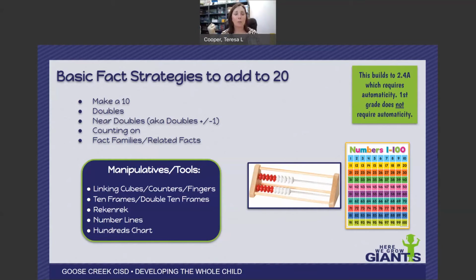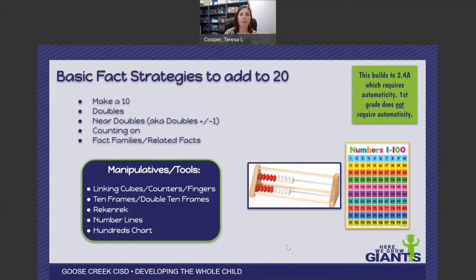So for this one, we are going to use Unifix cubes, counters, fingers, ten frames, double ten frames because we are adding up to 20. So we would use double ten frames. A rekenrek. This is a rekenrek. This is a small classroom size one, and you can see that it's a sum up to 20. So it's got a row of 10 and a row of 10. And within that row, you've got a 5, a 5, a 5, and a 5. So we're building some strategies there. Number lines and hundreds charts are also tools that we will use for this unit.